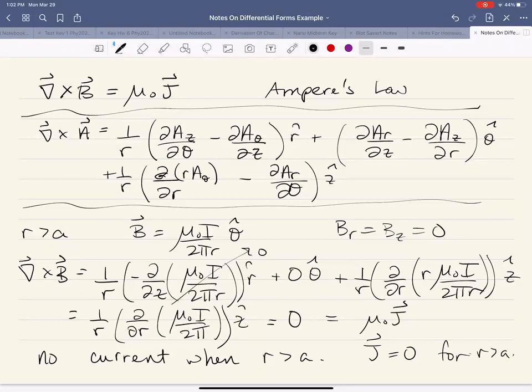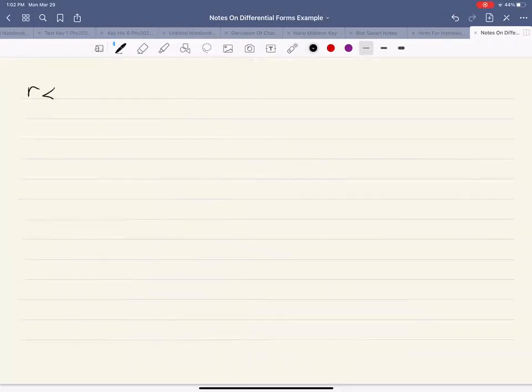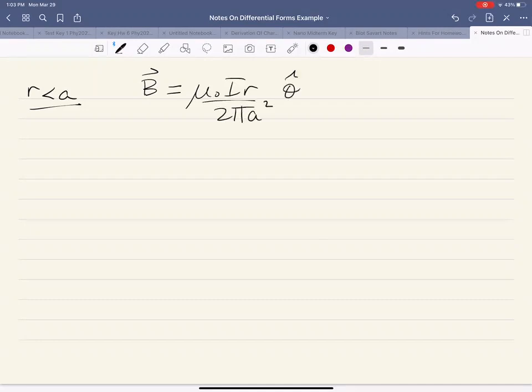But now let me show you the one thing that's not going to be 0. Let's do r less than a. Here's the one non-zero thing. Alert, alert, alert. Non-zero-ness coming up. Okay. So on this one, remember that our magnetic field for r less than a was B is equal to mu naught I r over 2 pi a squared theta hat, right? So that was our expression.